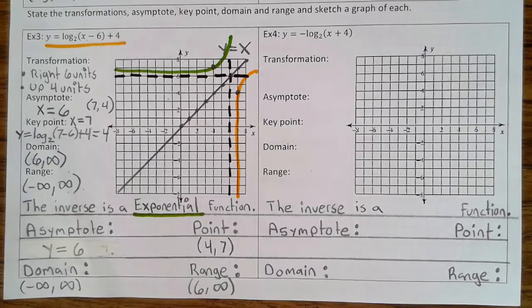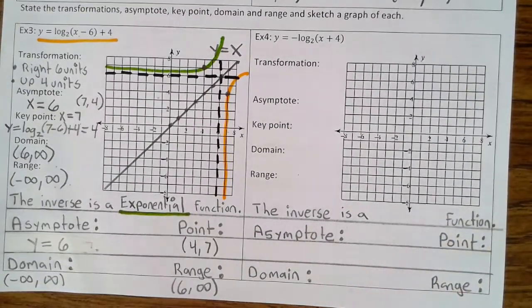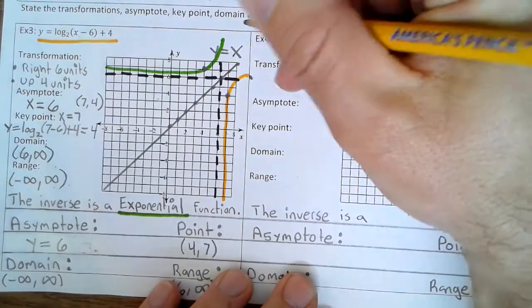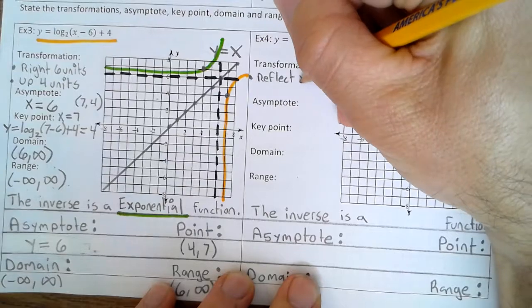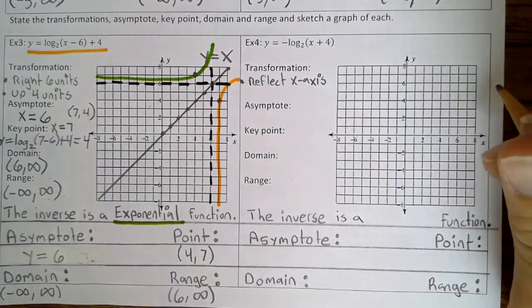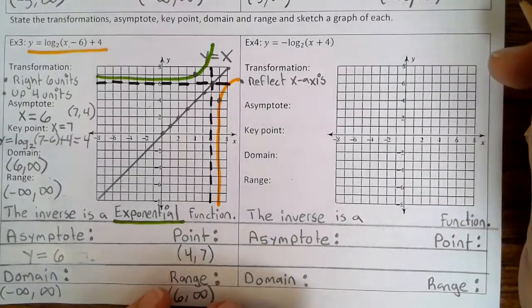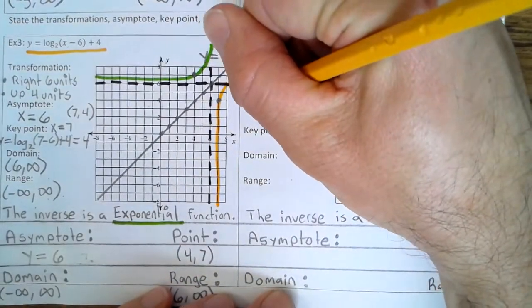All right, now, before I do example 4, just know that it's probably the more difficult of the 4 examples, so if you want me to do it again in class, let me know. All right, so transformation. It reflects the x-axis. Okay, and then it's going to go left 4 units.